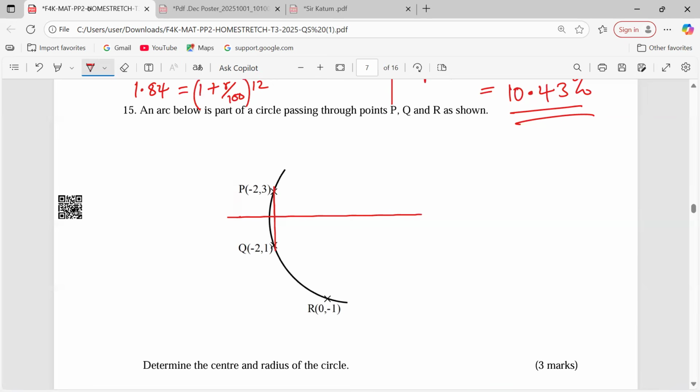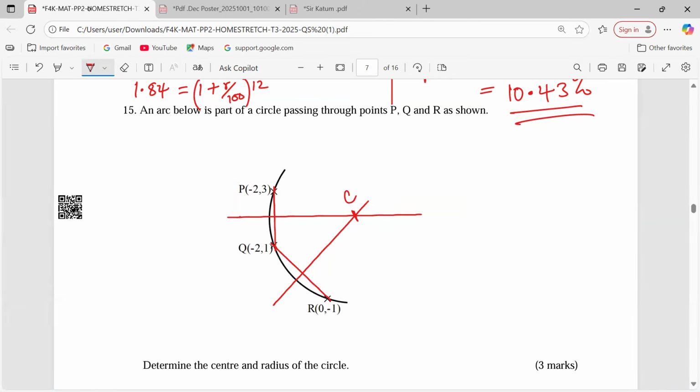When I take the other chord, QR, and I also bisect QR, I will also pass through the center of the circle. Therefore, this becomes the center of the circle. So we can get the coordinates of C. That is one concept that I have applied. You can even use the vectors concepts.